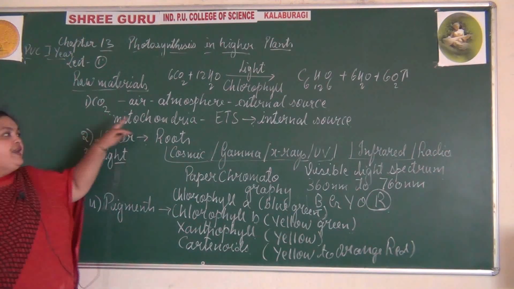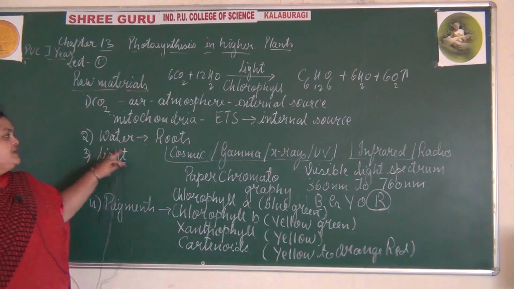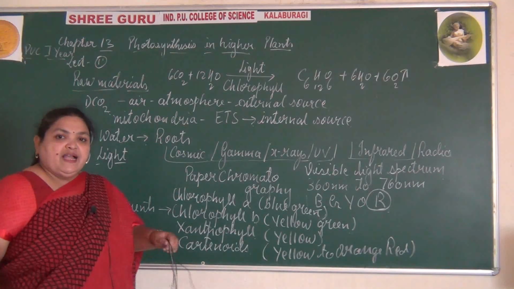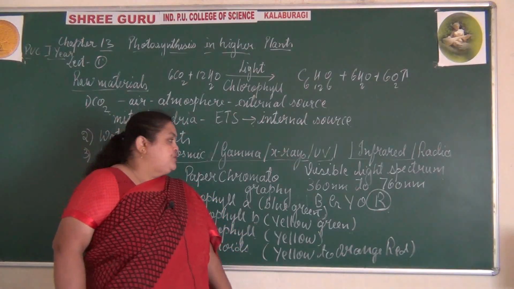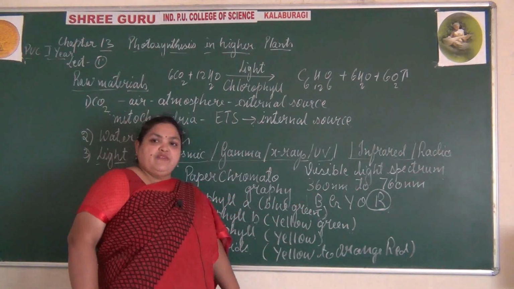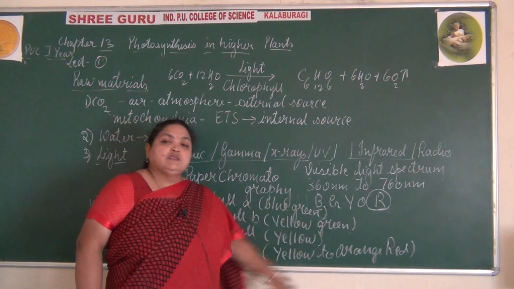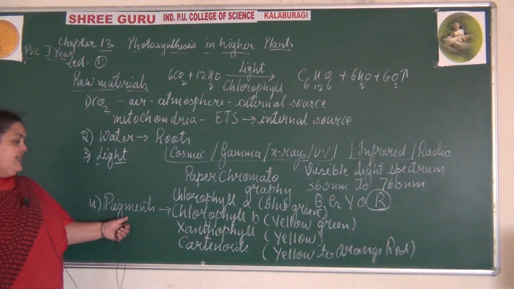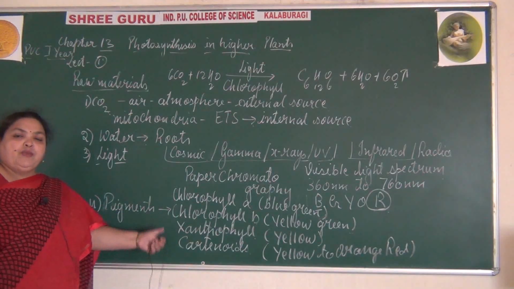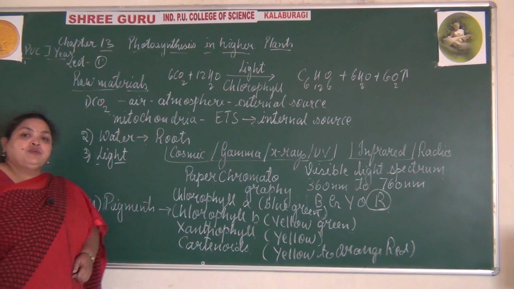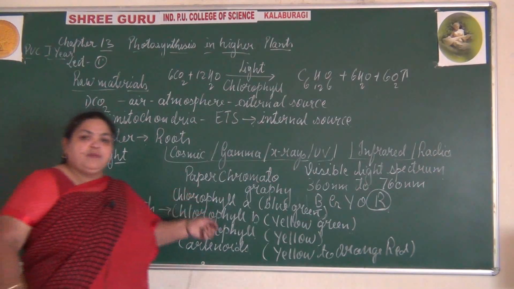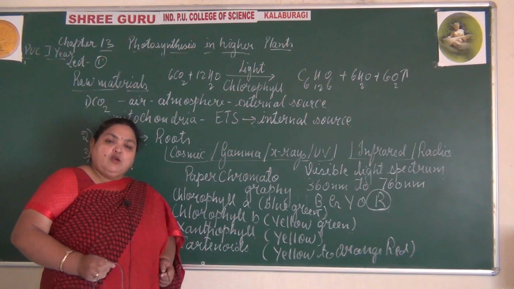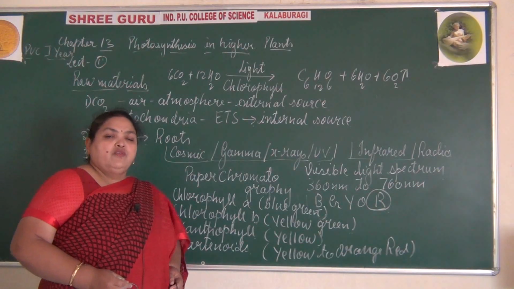So it is carbon dioxide present in the atmosphere, and water absorbed by the roots, and light, in that the visible light spectrum, and the wavelength of light used is 360 nm to 760 nm. In the rainbow colors, red is highly used in photosynthesis, and in higher plants 4 different pigments have been identified, while in unicellular algae the other pigments are phycoerythrin and phycocyanin. Even the cyanobacterial chlorophyll also helps in photosynthesis.